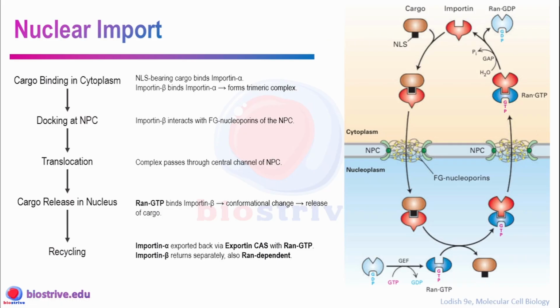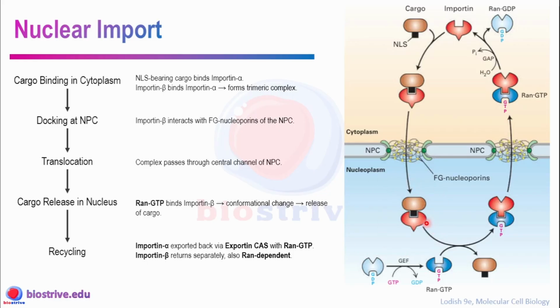Now we will talk about the detailed mechanism of nuclear import. See here, there is cargo. Cargo has a nuclear localization signal. We have importin. Cargo binds to importin, because this importin recognizes the nuclear localization signal. Now this importin and cargo complex will pass through the nucleoporin complex, the NPC, and here it will interact with these FG nucleoporin motifs.